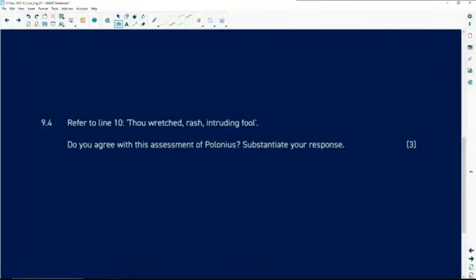Right, this is Polonius. Do you agree? How do I approach this? Look at each word. Richard, you are a despicable human being. Rash, you're impetuous. You don't think about what you're doing. Intruding, you get involved in other people's business when you shouldn't, and you're an idiot. Okay, then how do you substantiate your answer? Try to find an example of what makes Polonius despicable: spies on his own children. Rash, he makes decisions without judgment. He doesn't have judgment.